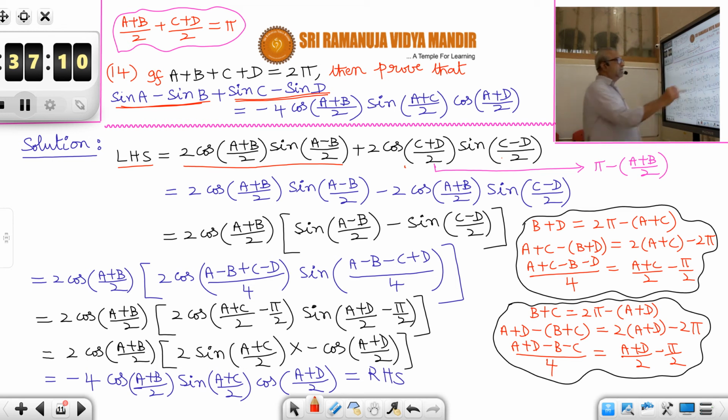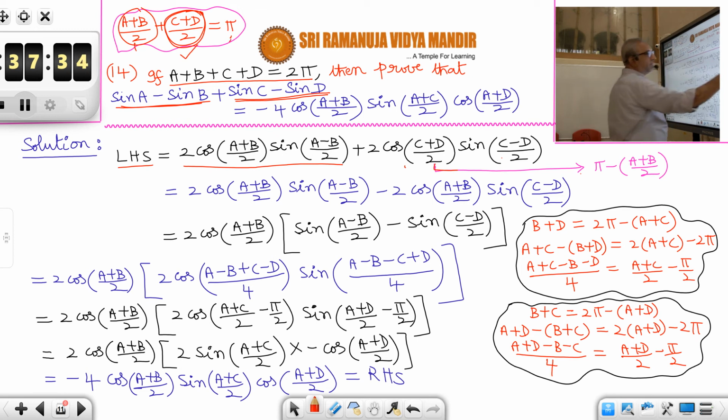After writing this, I am taking this angle c plus d by 2. See what he has given, a plus b plus c plus d is equal to 2 pi. Divide by 2, you will get a plus b by 2, okay, plus c plus d by 2 is equal to right hand side 2 pi by 2, pi. Now c plus d by 2, what is the value of c plus d by 2? Is it not pi minus a plus b by 2? So that is what I am writing here. C plus d by 2 is pi minus a plus b by 2.